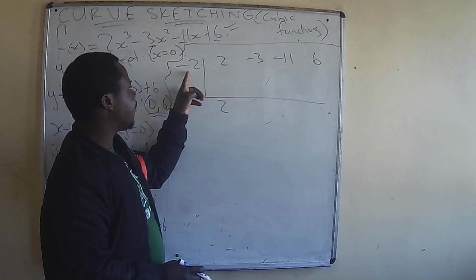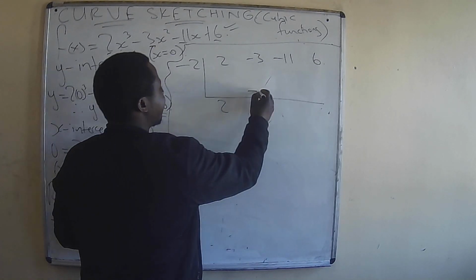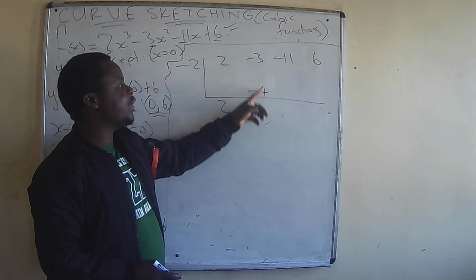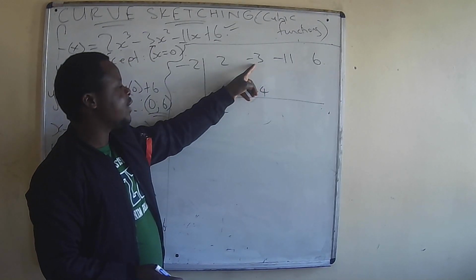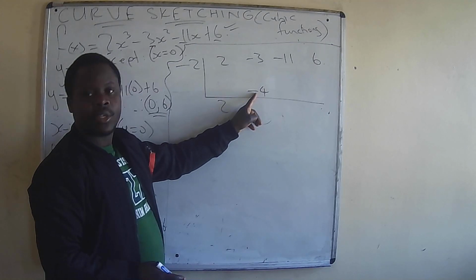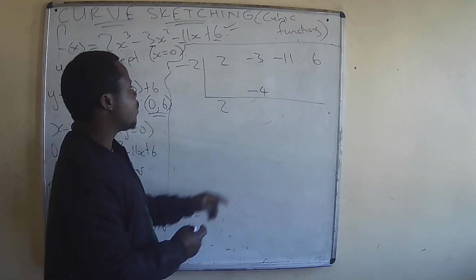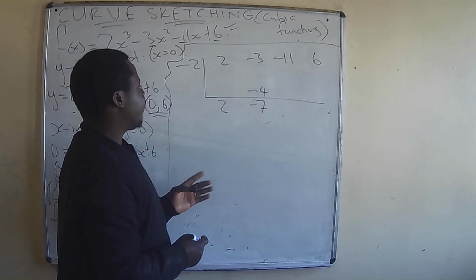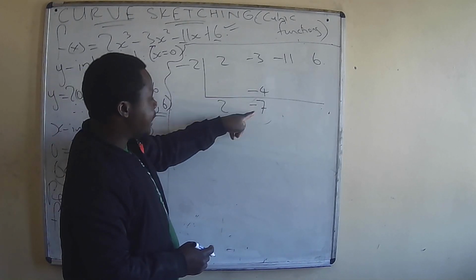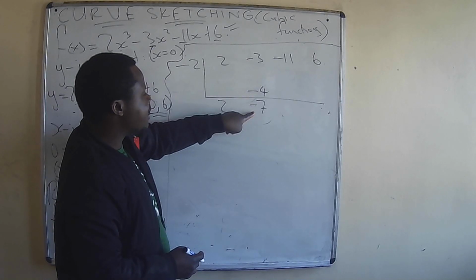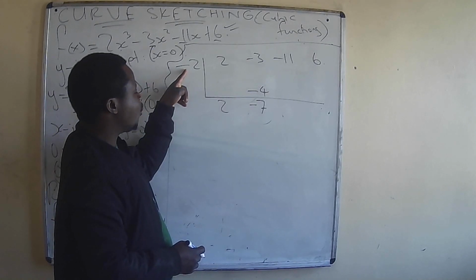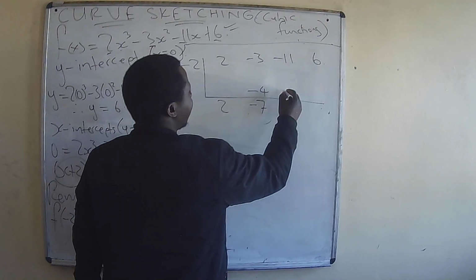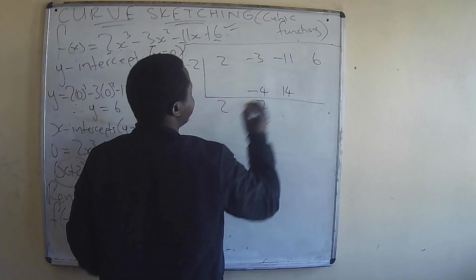So 2 times negative 2 is going to give us negative 4. Then we simplify further by adding these 2. So we have negative 3 and negative 4. Simplifying on a calculator, this is going to give us negative 7. Simplifying further, as long as we get a number here, we multiply that number by this negative 2. So negative 7 times negative 2 is going to give us a positive 14.